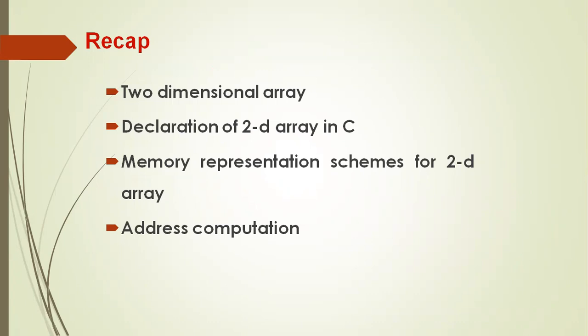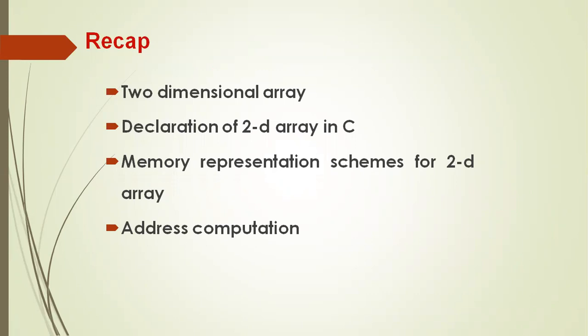In the case of row major ordering, the elements of the first row are stored in the first set of locations. Then the elements of the second row are stored in the next set of locations, then the elements of the third row, and so on. Whereas in the case of column major ordering, the elements are stored column-wise. First, the elements of the first column are stored in the first set of locations, followed by the elements of the second column, followed by the elements of the third column, and so on.